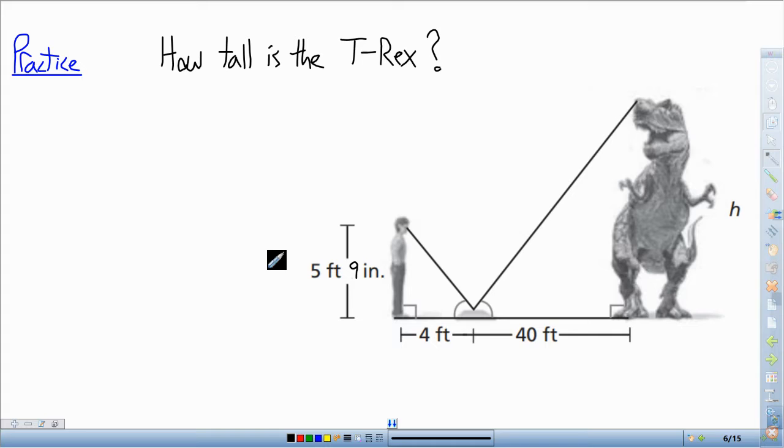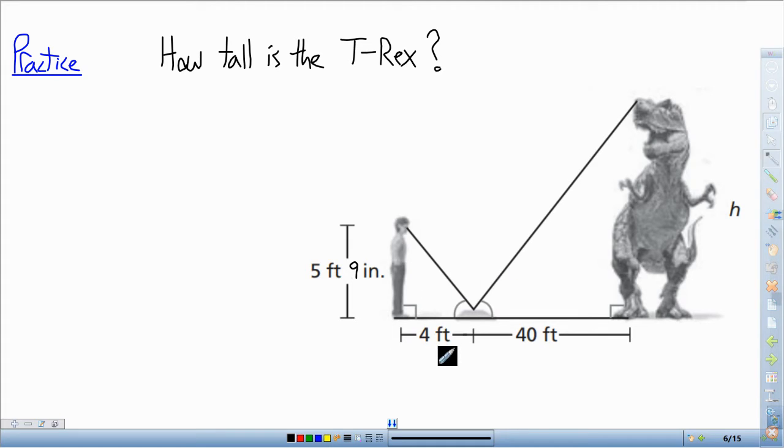Okay, so I guess first things first, this is actually another way of using indirect measurement. What's going on here is there's a person standing 4 feet away from a mirror that's laid on the ground, all right? And that mirror is 40 feet away from the T-Rex. And here's the idea. If they are able to look into the mirror and see the top of the T-Rex's head, then they create these similar triangle values.